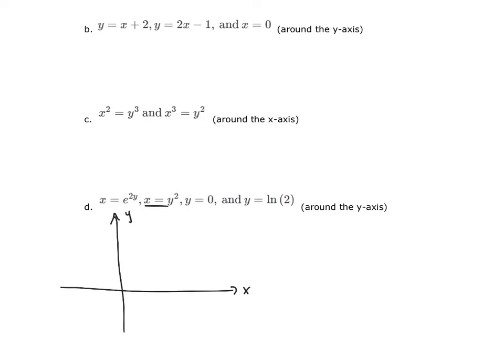So I'm first going to draw this part, and this part looks like this, give or take. So that is x equals y squared. My second part is I'm going to draw e to the 2y. Well, e to the 2y is going to start out here, and it's going to look something like that. So that is e to the 2y.